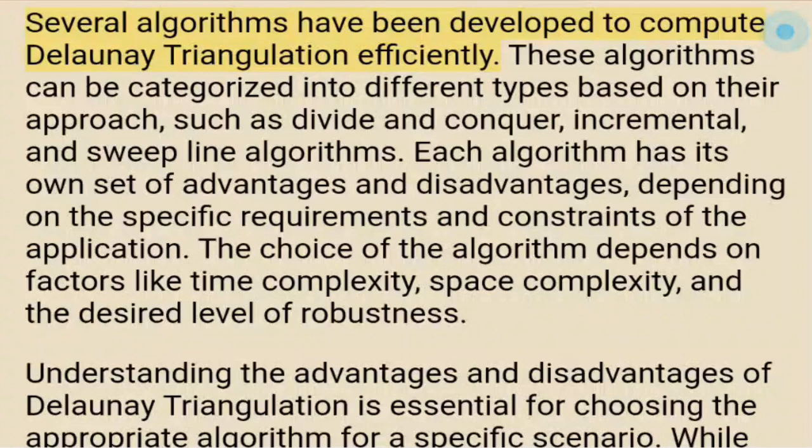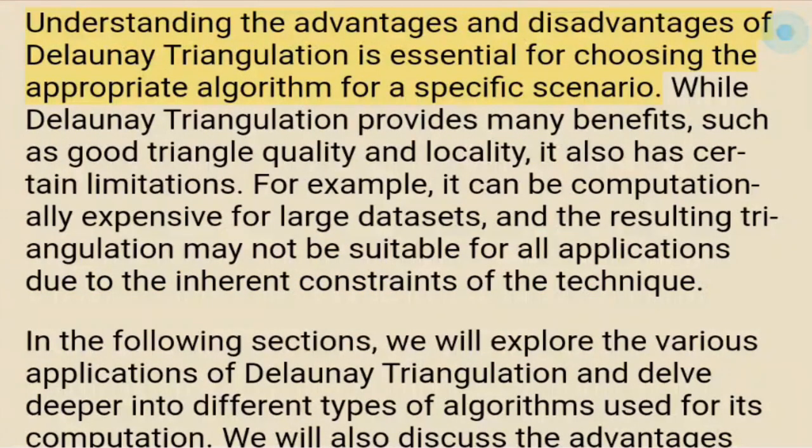Several algorithms have been developed to compute Delaunay triangulation efficiently. These algorithms can be categorized into different types based on their approach, such as divide and conquer, incremental, and sweep line algorithms. Each algorithm has its own set of advantages and disadvantages, depending on the specific requirements and constraints of the application. The choice of the algorithm depends on factors like time complexity, space complexity, and the desired level of robustness. Understanding the advantages and disadvantages of Delaunay triangulation is essential for choosing the appropriate algorithm for a specific scenario.